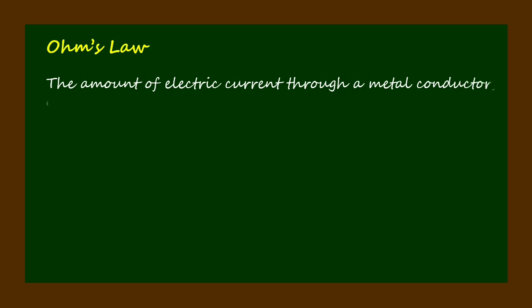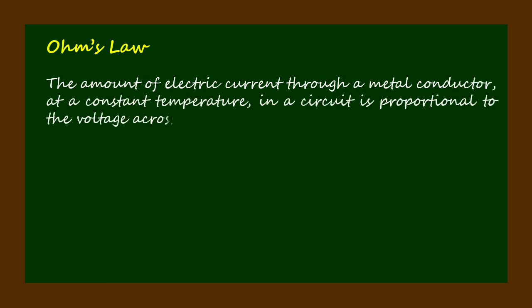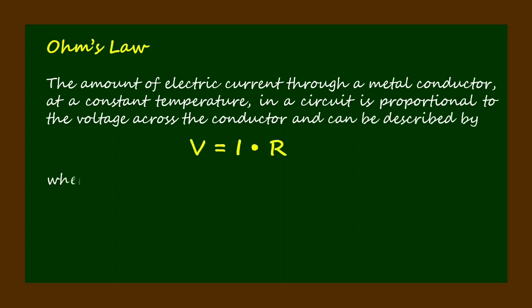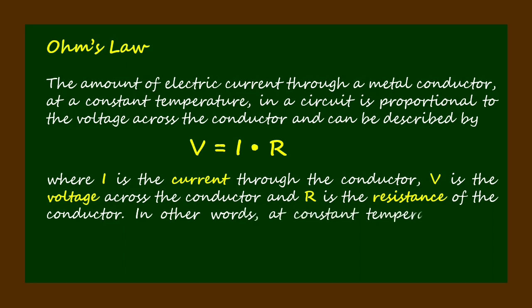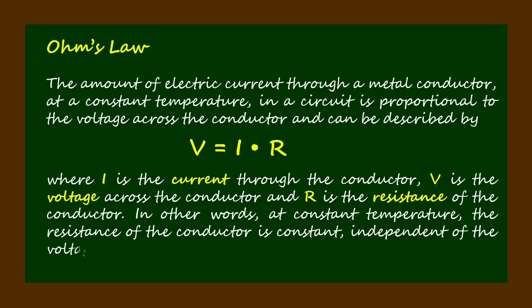And now let us talk about Ohm's law. The amount of electric current through a metal conductor at a constant temperature in a circuit is proportional to the voltage across the conductor and can be described by the formula V equals I times R, where I is the current through the conductor, V is the voltage across the conductor, and R is the resistance of the conductor. In other words, at constant temperature, the resistance of the conductor is constant, independent of the voltage applied across it or current passed through it.